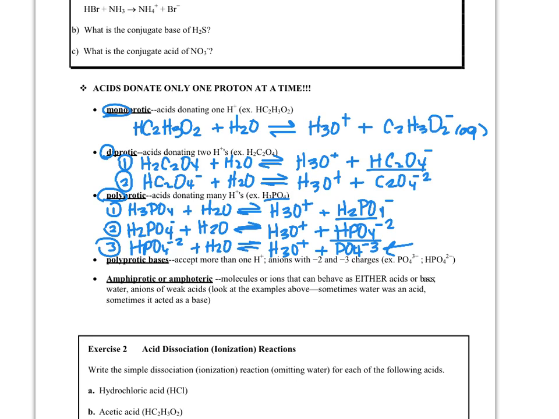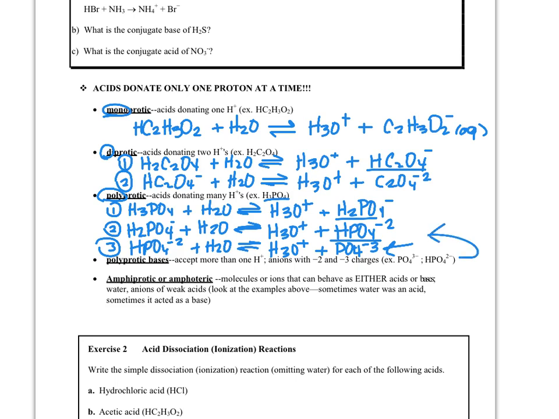So the first step is very likely to happen, but then the second and the third step are going to become less likely to happen. So basically it becomes weaker, and we'll talk a little bit about weakness and strength in the next video, but it becomes a little bit weaker as you go down. Polyprotic bases are going to be the same thing. Those are going to be ones that accept more than one hydrogen ion, so it would be walking your way backwards. So those are going to be anions that have minus 1s, minus 3 charges, things like that, so that they can take them on. So it would be kind of like looking at it backwards.